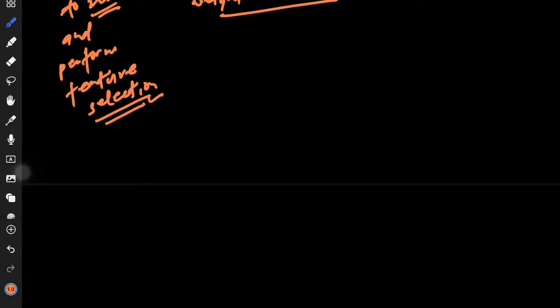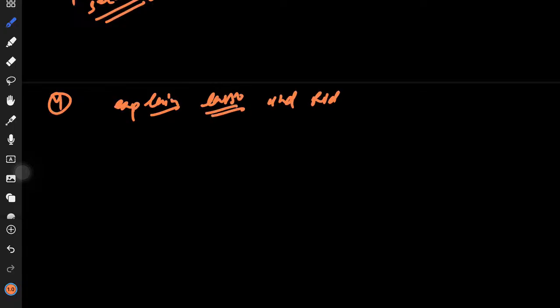Okay, then the fourth one, it can be a follow-up, so they can explain lasso and ridge regression.